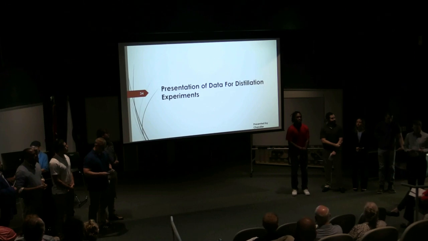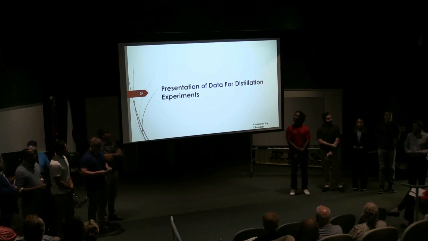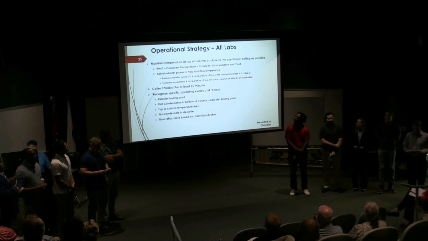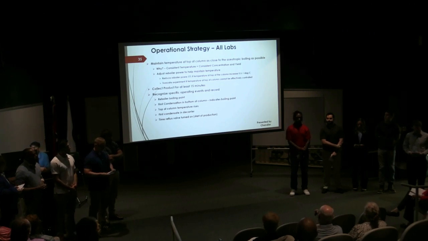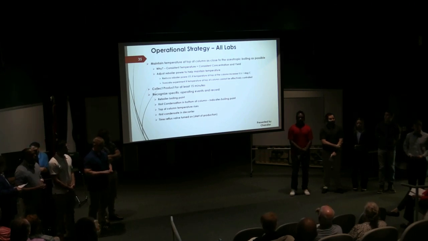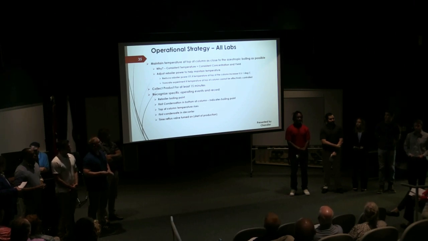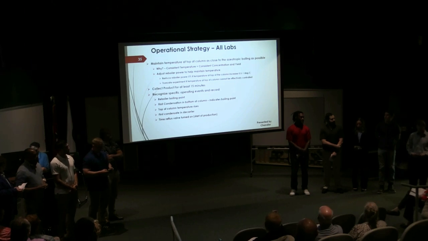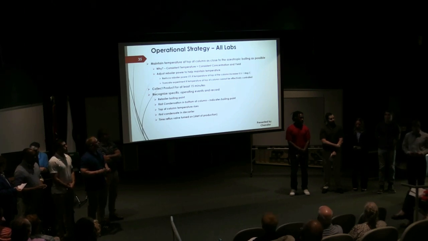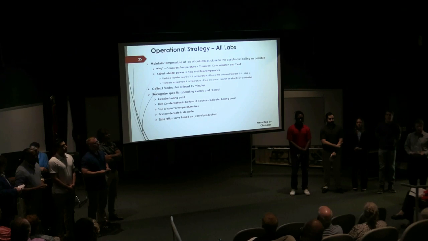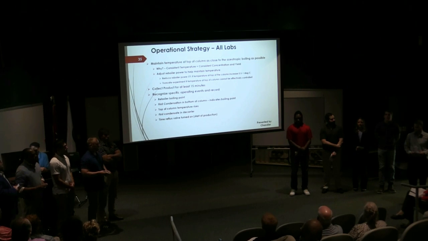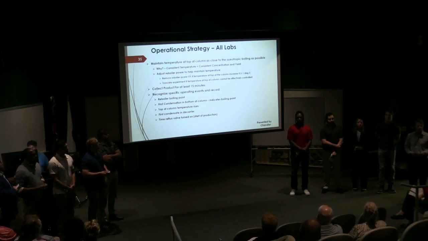So at this point, we would like to present our distillation data. We followed one operational strategy for all of our labs. We maintained a temperature at the top of the column as close to azeotropic boiling as possible to produce our highest yields as possible. We reduced reboiler power by 5% for every time the top of the column temperature increased by 0.5 to 1 degree Celsius. We collected product for a minimum of 15 minutes, and we recognized and recorded specific operating days and recorded it on our run sheets.